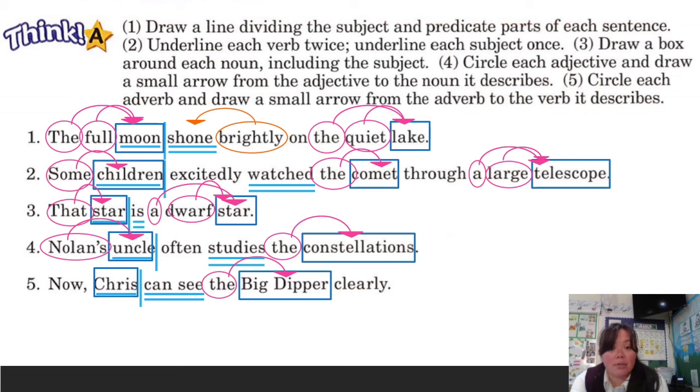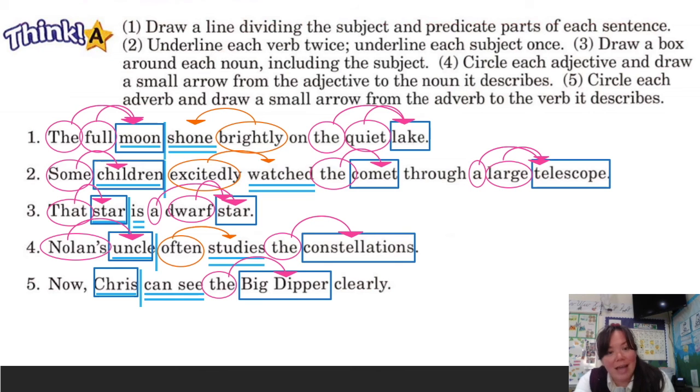Okay? Number 2, the verb is watched. Is there something that describes how the children watched? Yes, there is. Excitedly. They excitedly watched the comet. That's our adverb. Okay, number 3, we've already identified everything in that sentence, so there's no adverbs there. Okay, and look at number 4, the verb is studies. Is there something that describes studies? How often? Yes, he studies them often. All right, and we're going to do our arrow.